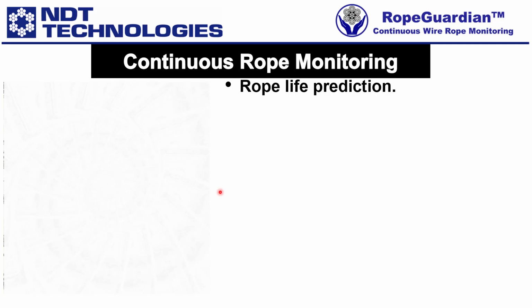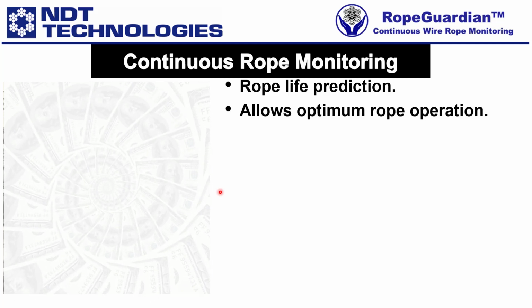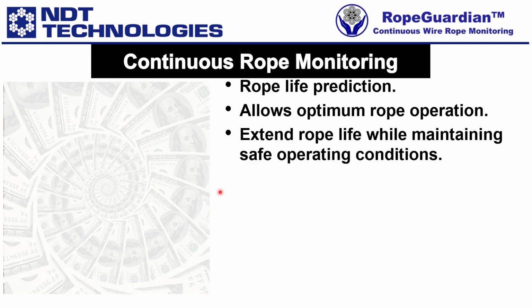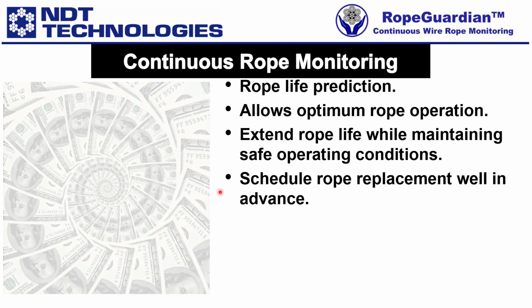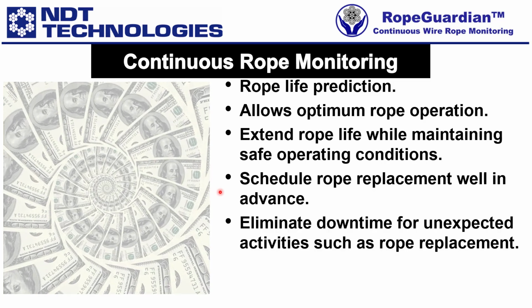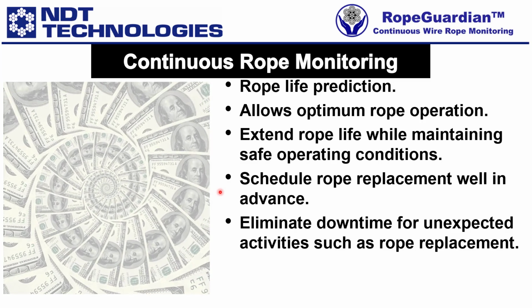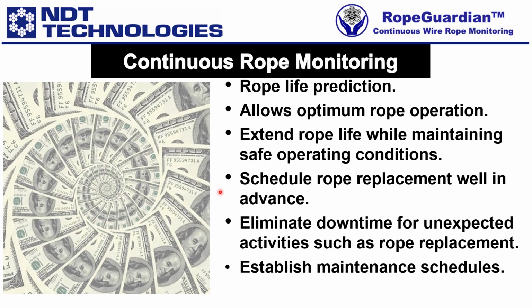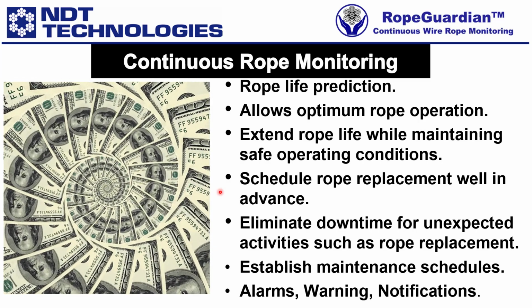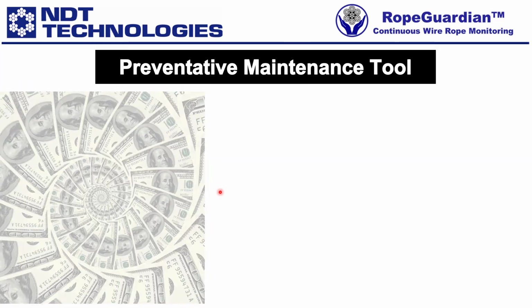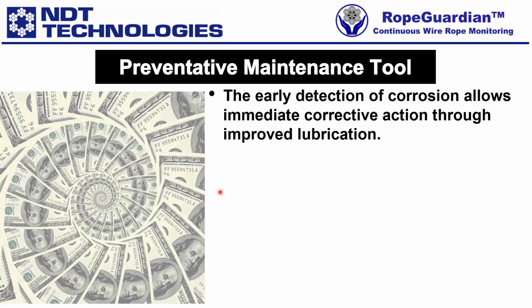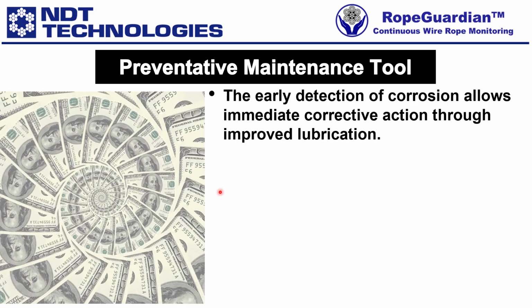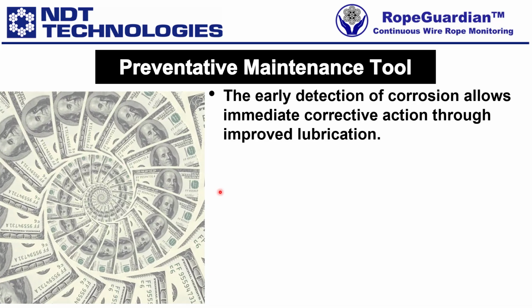Continuous rope monitoring is useful for rope life prediction. It allows for optimum rope operation, can extend rope life while maintaining safe operating conditions, schedule rope replacement well in advance, helps eliminate downtime for unexpected activities such as rope replacement, and can help establish maintenance schedules, as well as alarms, warnings, and notifications. It is also a preventative maintenance tool which helps with the early detection of corrosion, which allows immediate corrective action through improved rope lubrication.